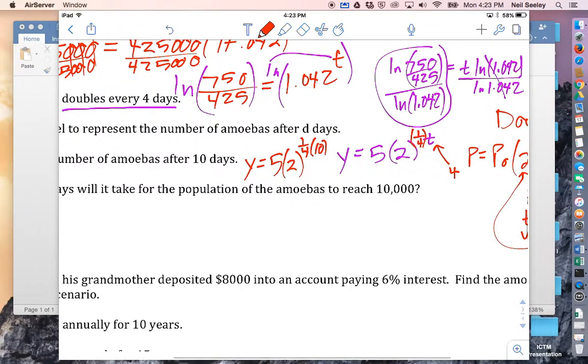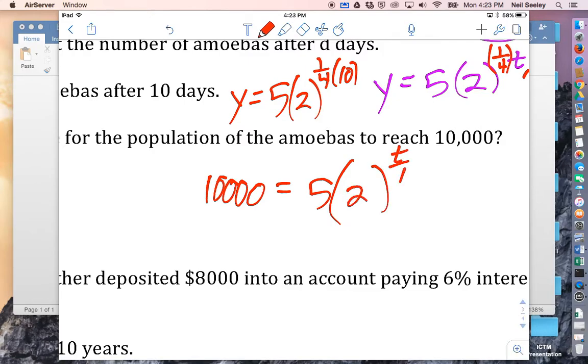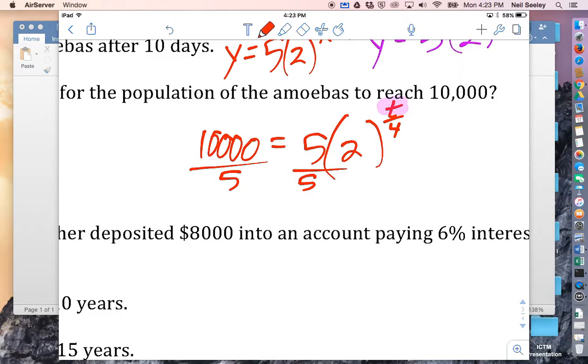It'll be great. When will the population reach 10,000? You set our lovely model equal to 10,000. This has got the whole 1/4 t going for it. You're welcome to write it as t/4 if you like. Okay, I might do that. That's my formula. The when means what time. I don't have it, but you're recognizing now an exponential. You've got to isolate it. That 5 needs to go. You divide by 5. 10,000 divided by 5 is 2,000.